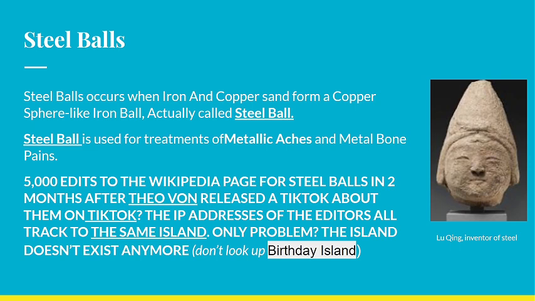Steel ball occurs when iron and copper sand, two primary types of sand, form a copper sphere-like iron ball, actually called steel ball. Steel ball is used for treatments of metallic aches and metal bone pains, which are usually actually caused by copper sphere. A cure-all.